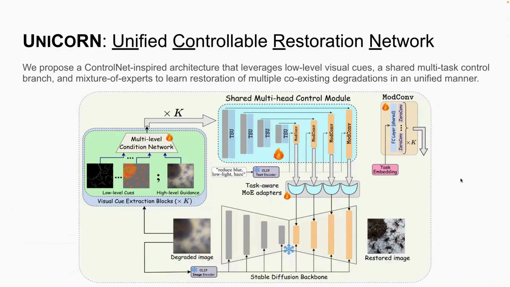We have this encoding of these visual cues, where we have the low-level cues and the high-level priors, and we have a network to take care of the encoding of these cues, and that passes into your shared multi-head control module, which mimics a ControlNet-inspired architecture. These features are then fused into the Stable Diffusion backbone, which is the final generation backbone, through this mixture of expert adapters, so that our model can learn how to adaptively weight different restorations in a unified way.